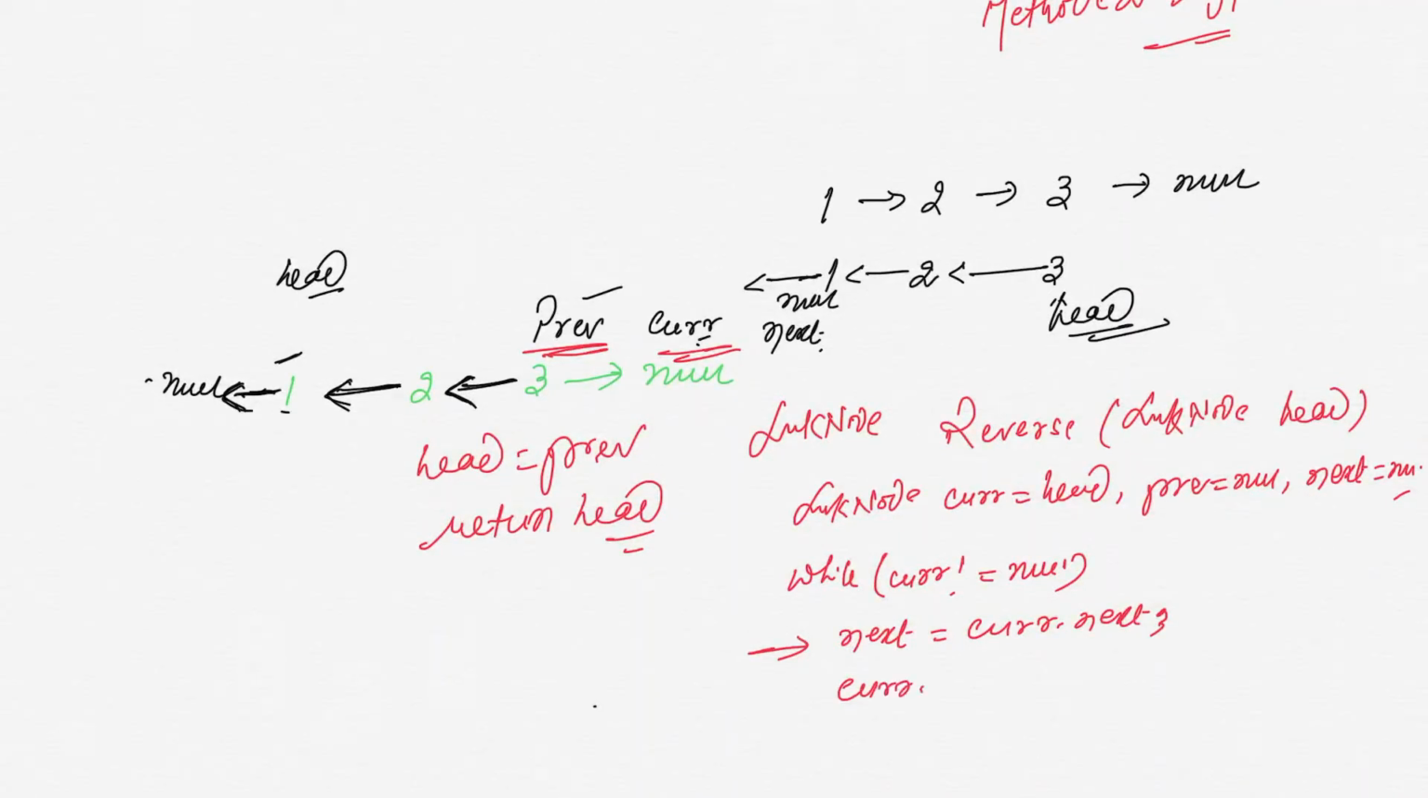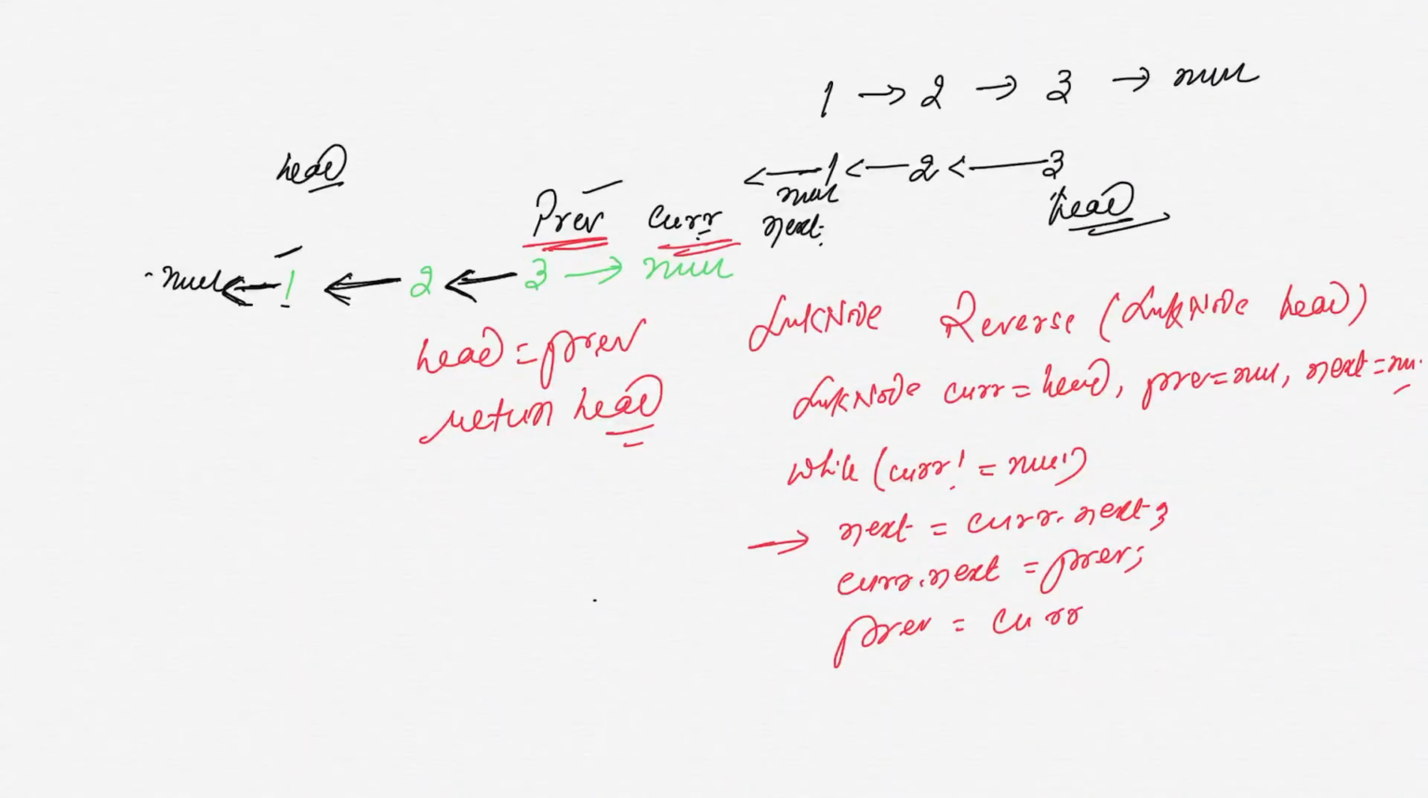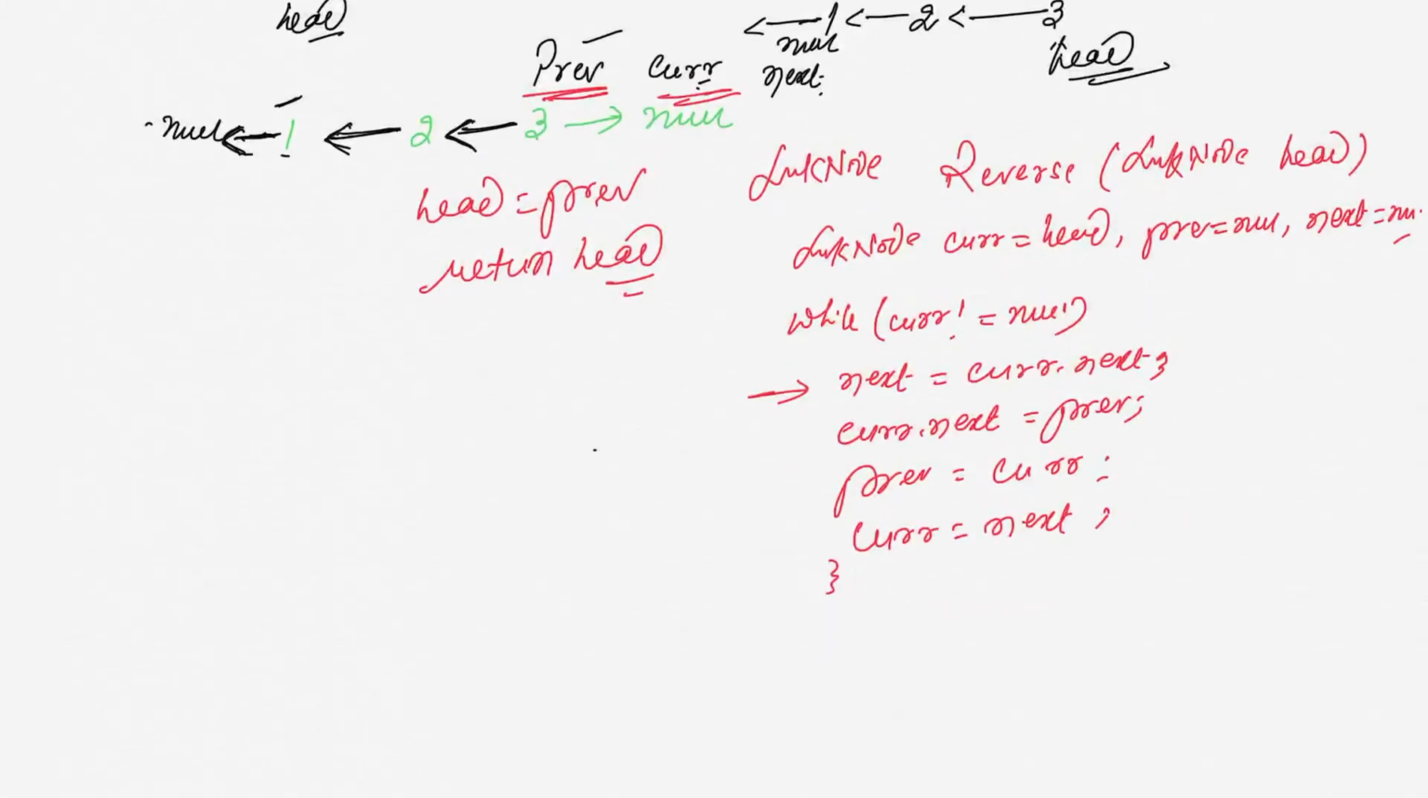Now we ask current dot next to point to the previous. Now previous will become current and current will become next. And then return previous. So this is all about it.